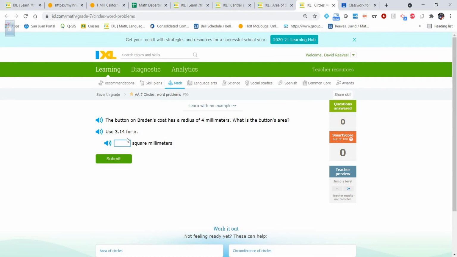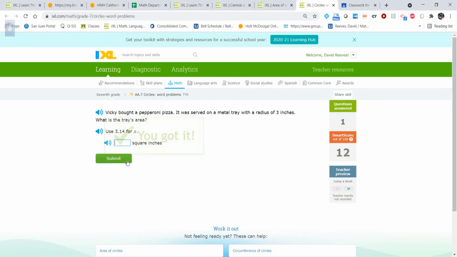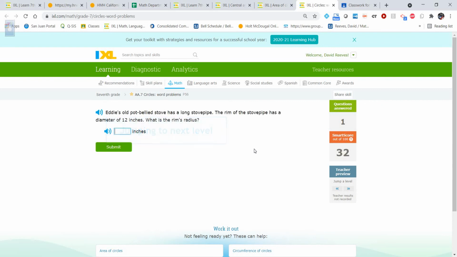So I'm just going to put in exactly what I got, 50.24 square millimeters. All right, Vicky bought a pepperoni pizza. It was served on a metal tray with a radius of 3 inches. What is its area? Okay, that's going to be the same thing. Let me skip and see if they have a different type of problem here.